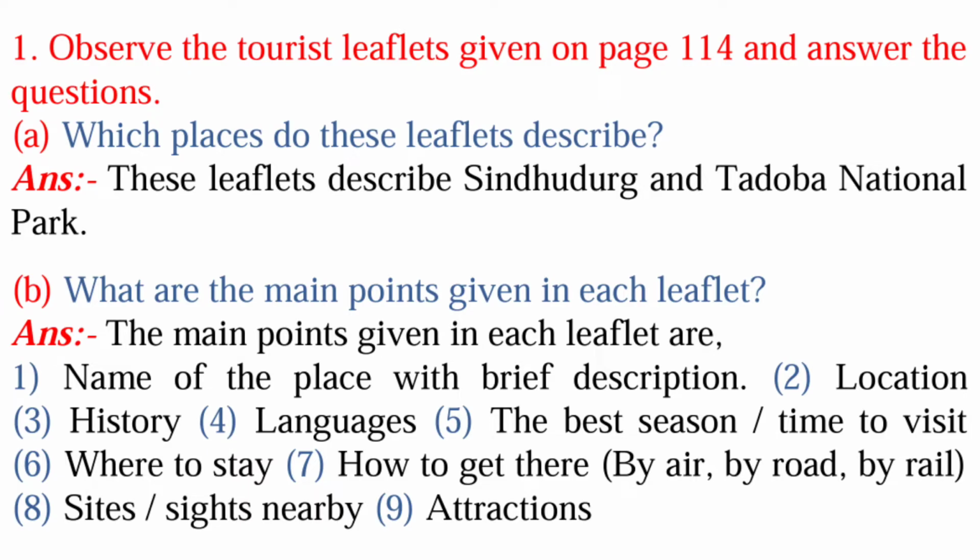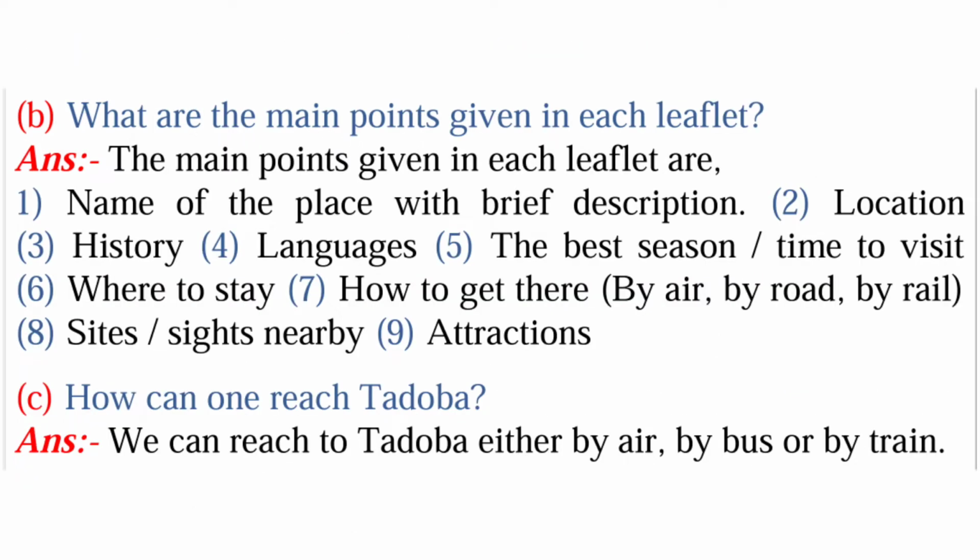So answer is, the main points given in each leaflet are: first, name of the place with brief description; second is location; third is history; fourth is languages; fifth is the best season or time to visit; sixth is where to stay; seventh is how to get there, by air, by road or by rail; eighth is sites nearby; ninth is attractions. C is, how can one reach Tadoba?